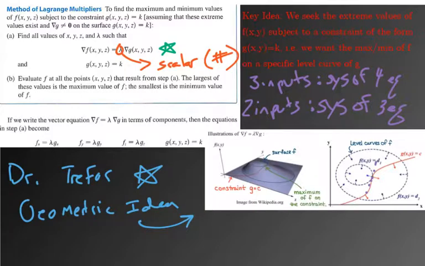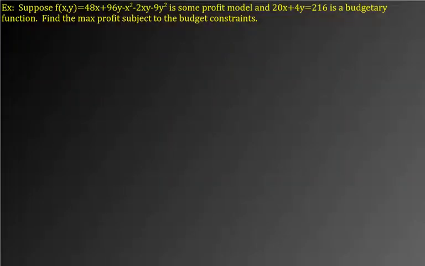So today I just want to do two examples. Let's get into it. All right, so this is my profit model function, and this is my constraint. It's like the budgetary constraint function. Very much a real world kind of problem here.